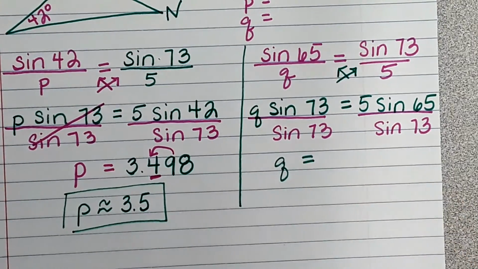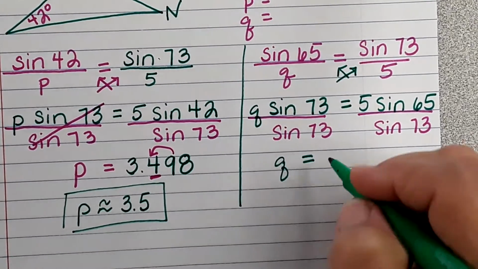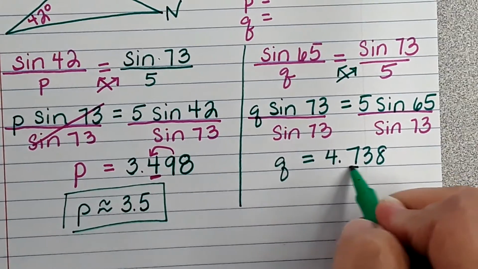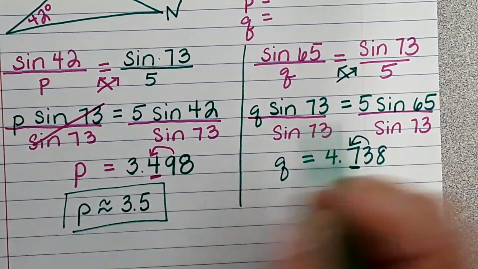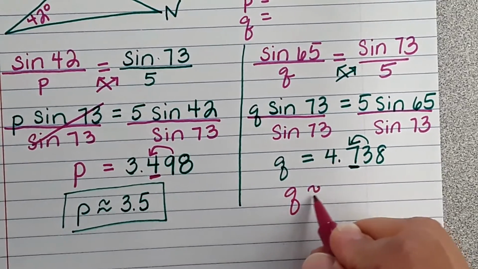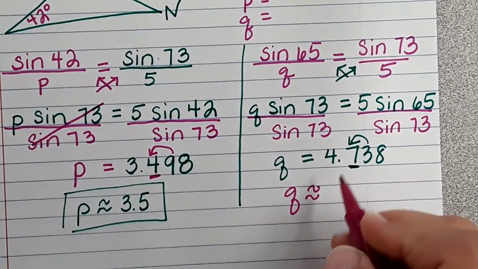And what did you guys get for this one? Put it in your calculator. So I got 4.738. The 7 is in the tenths place. The 3 tells you what to do to the 7. And what is q approximately?